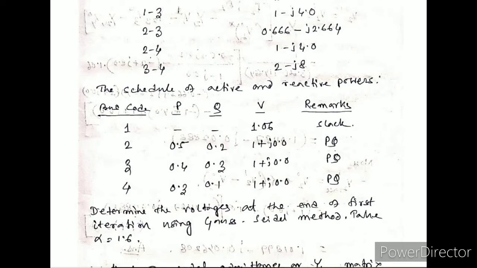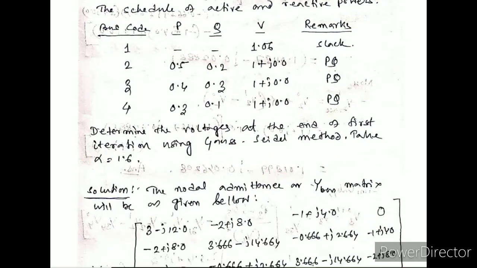So here the question is: determine the voltages at the end of the first iteration using the Gauss-Seidel method. Take alpha equal to 1.6. This alpha is called the accelerating factor. How to solve this numerical?